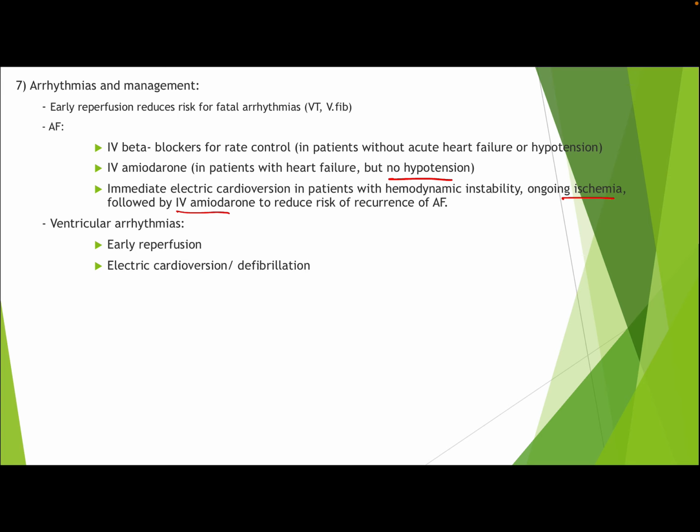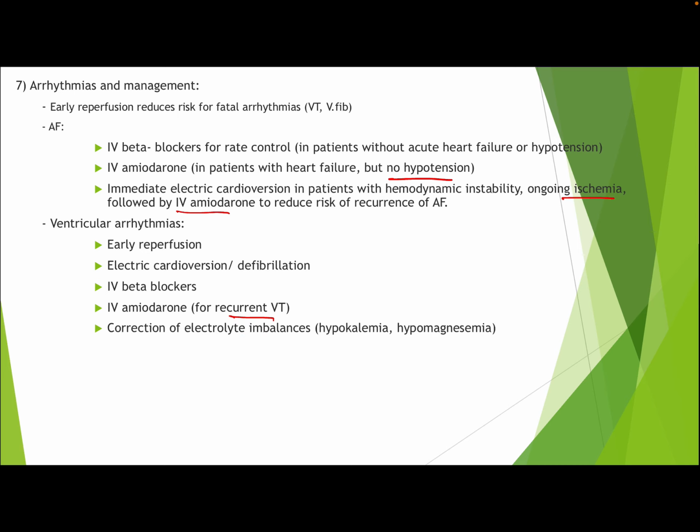Electrical cardioversion or defibrillation, IV beta blockers and IV amiodarone can be considered again for recurrent VT. And very important, you have to check for and correct electrolyte imbalances like hypokalemia and hypomagnesemia as well.